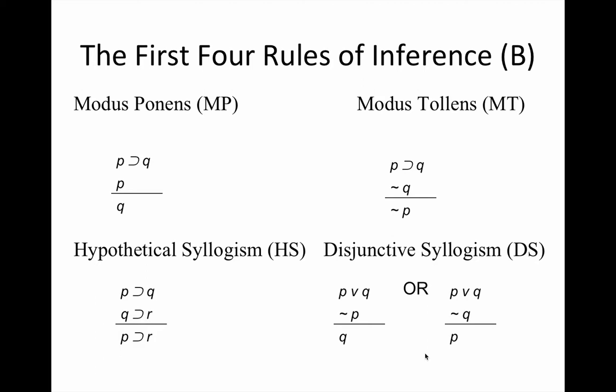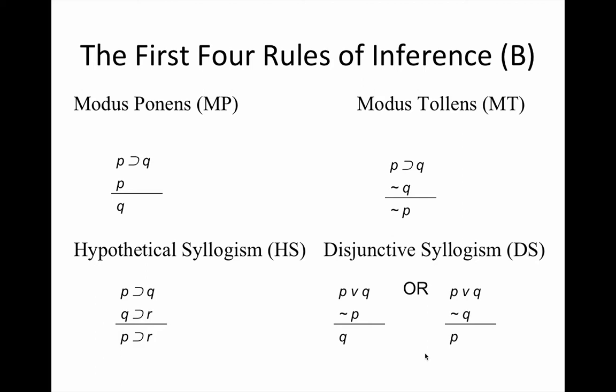In addition, you have hypothetical syllogism. This rule says that when you have 2 hypothetical or conditional claims, and one of the conditional claims' consequent is the antecedent of the other conditional claim, then you can bring down or infer a conditional relationship between the antecedent and the consequent of each.